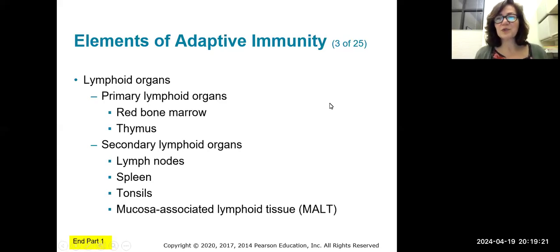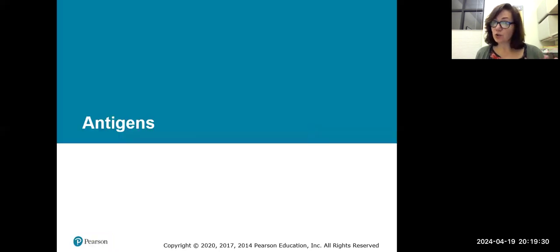Hey, welcome to part two of the lecture on chapter 16, adaptive immunity. We just finished off with lymphoid organs, and we're going to move on into the term antigen.